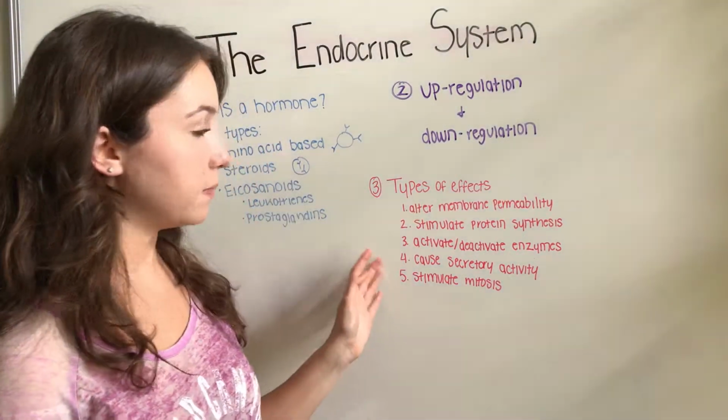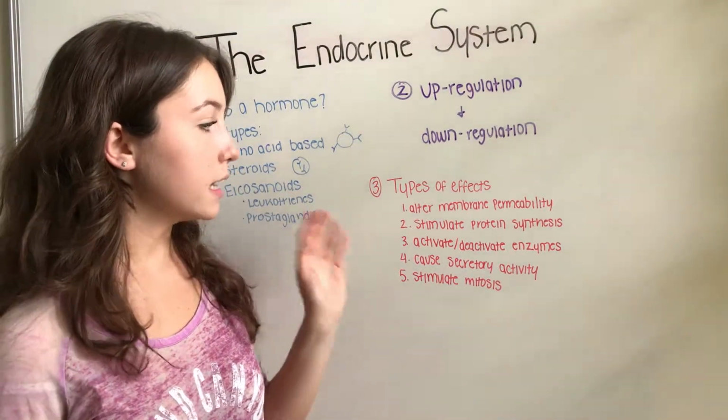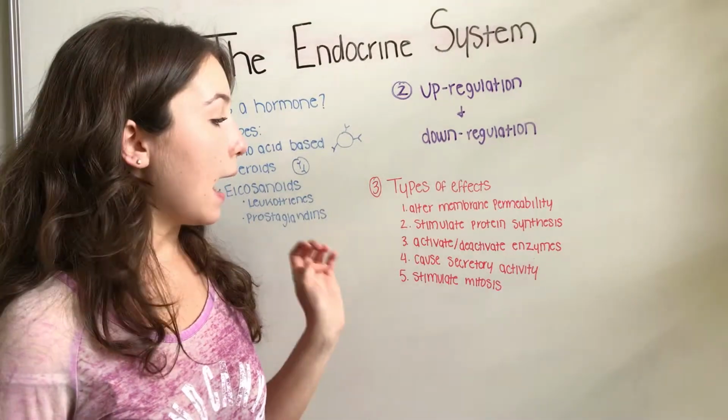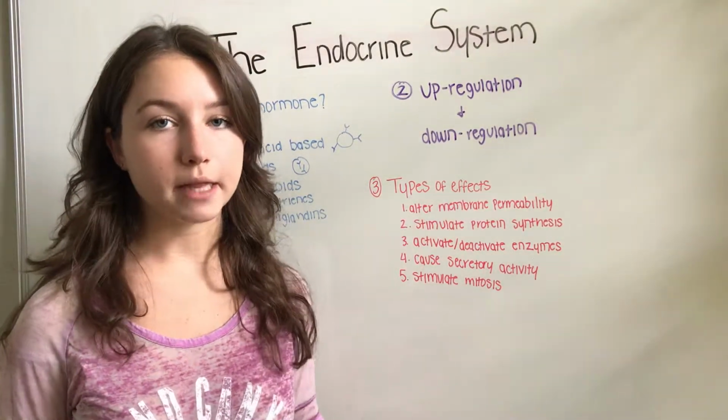So now there are many different types of effects of hormones. We're going to talk about 5 basic ones. So hormones can either alter membrane permeability, stimulate protein synthesis, activate or deactivate enzymes, cause secretory activity, or stimulate mitosis.